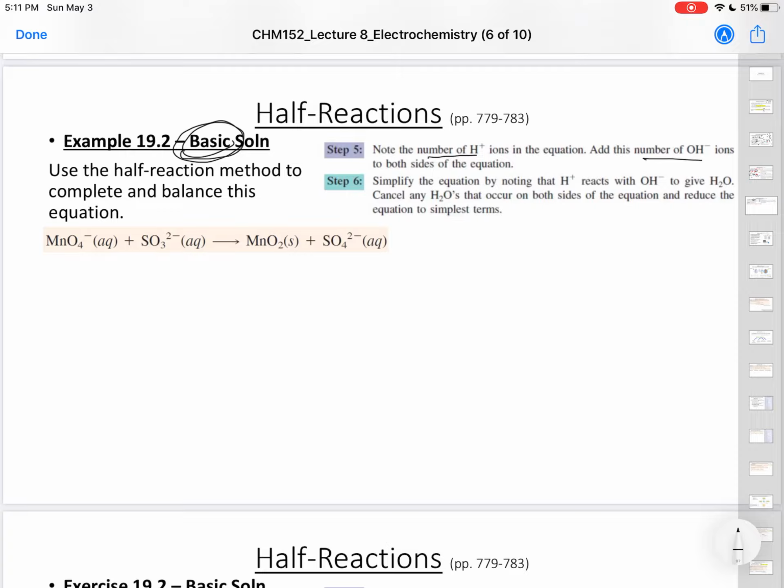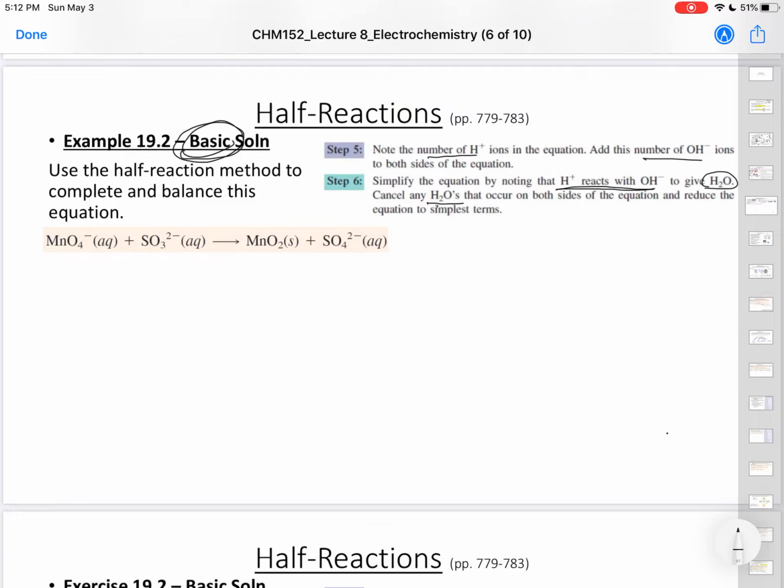Then you're going to simplify the equation by noting that H plus reacts with OH minus to give water. So every single time you have an H plus and no OH minus on the same side of the equation, it becomes one water. And you're going to cancel out any waters that occur on both sides of the equation and reduce the equation to its simplest terms. So let's just really quickly go through as if it was an acidic solution and then do steps 5 and 6 to finish that out to make it a basic solution.